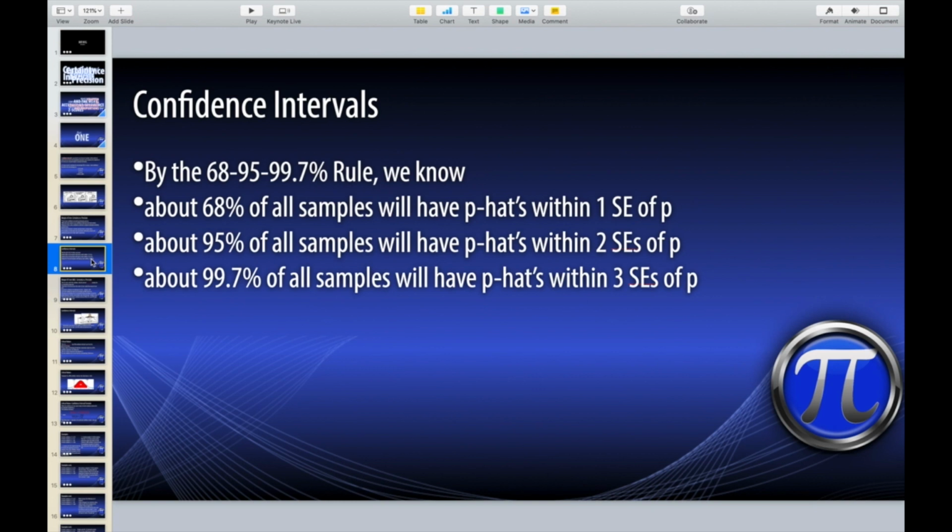We know confidence intervals according to the 68, 95, 99.7 rule. What we've talked about in the past is that 68% of all samples, of my p-hats, my estimations of my numbers, fall within 1 standard deviation of the center. Notice I said standard deviation, not standard error. This is standard error here. I'll talk about that in a minute. 95% fall within 2, and 99.7 fall within 3.